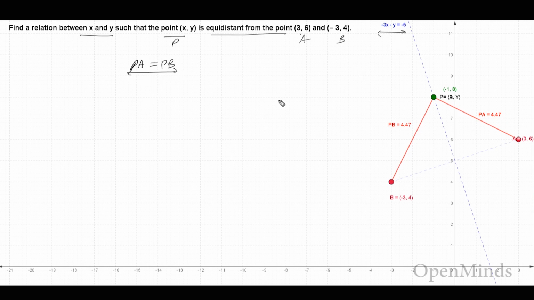Exactly. So what is P here in this case? That is P. Let me take this as x2, y2, and A I'll take as x1, y1. Why am I doing this? Because what I know is the distance, and this distance is the same.